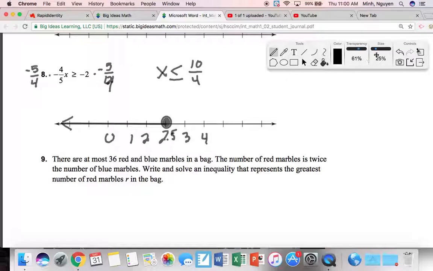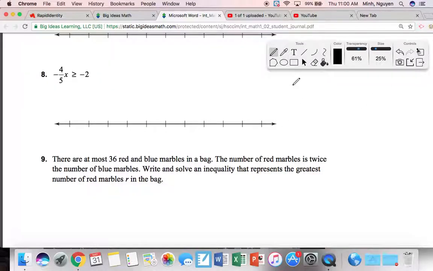All right, those are all the problems. Number 9, there are 30 at most. At most means whatever else has to be less than or equal to that. So there are at most 36.